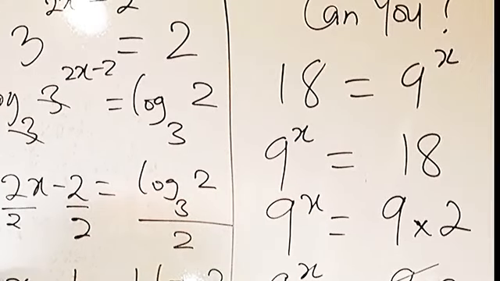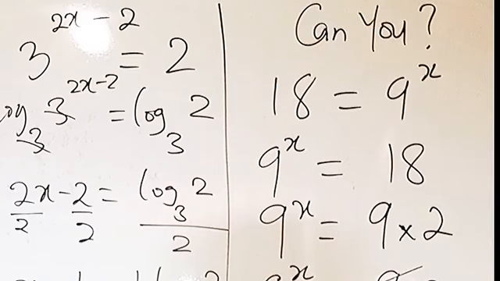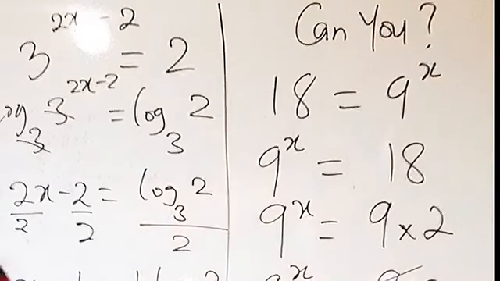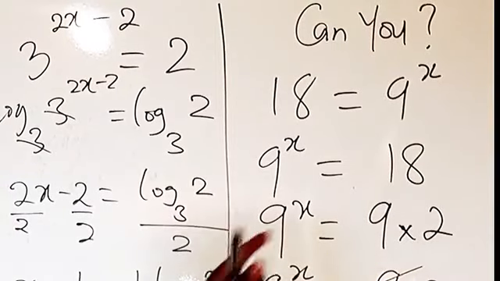I will have to transpose it to this side because we are looking for the value of x. We want x to stand alone. Because it's minus 1, it will change to positive, then plus 1 over 2 log base 3 of 2. So this is the solution, the value of x. Now let's see if we plug this value back, is it going to satisfy this equation?